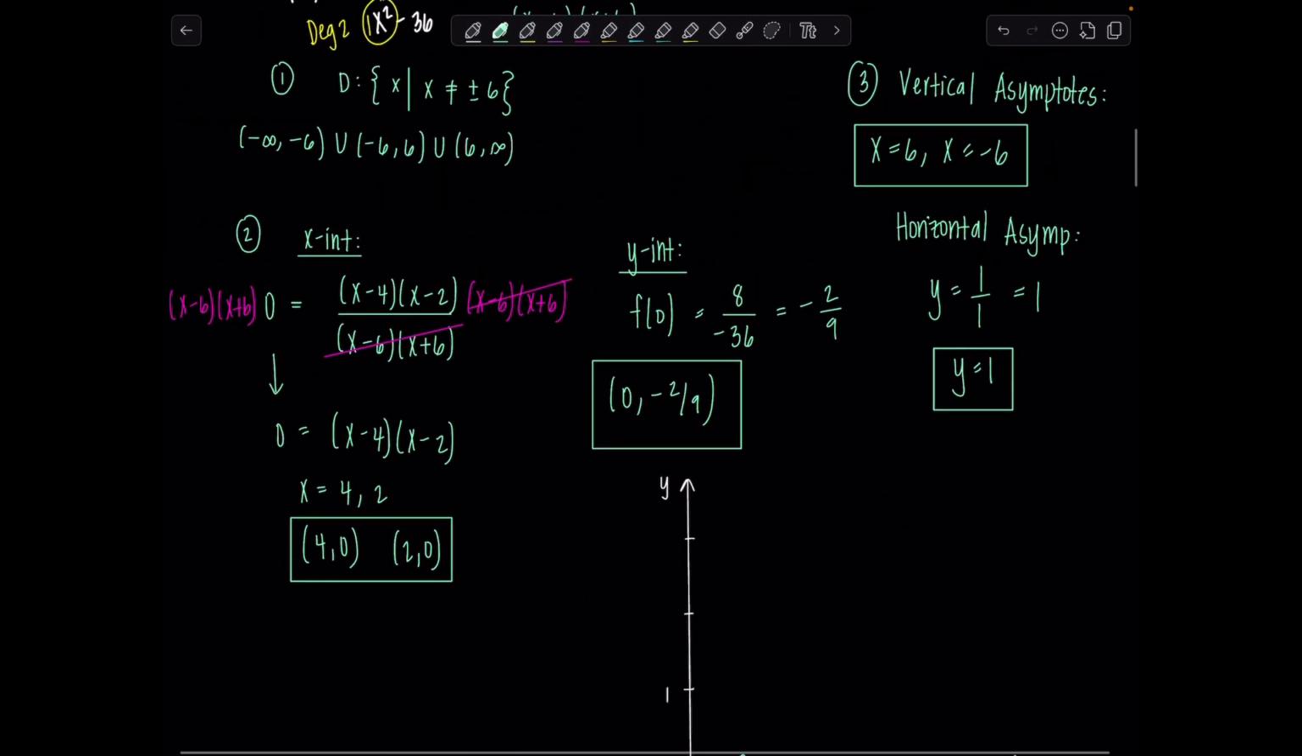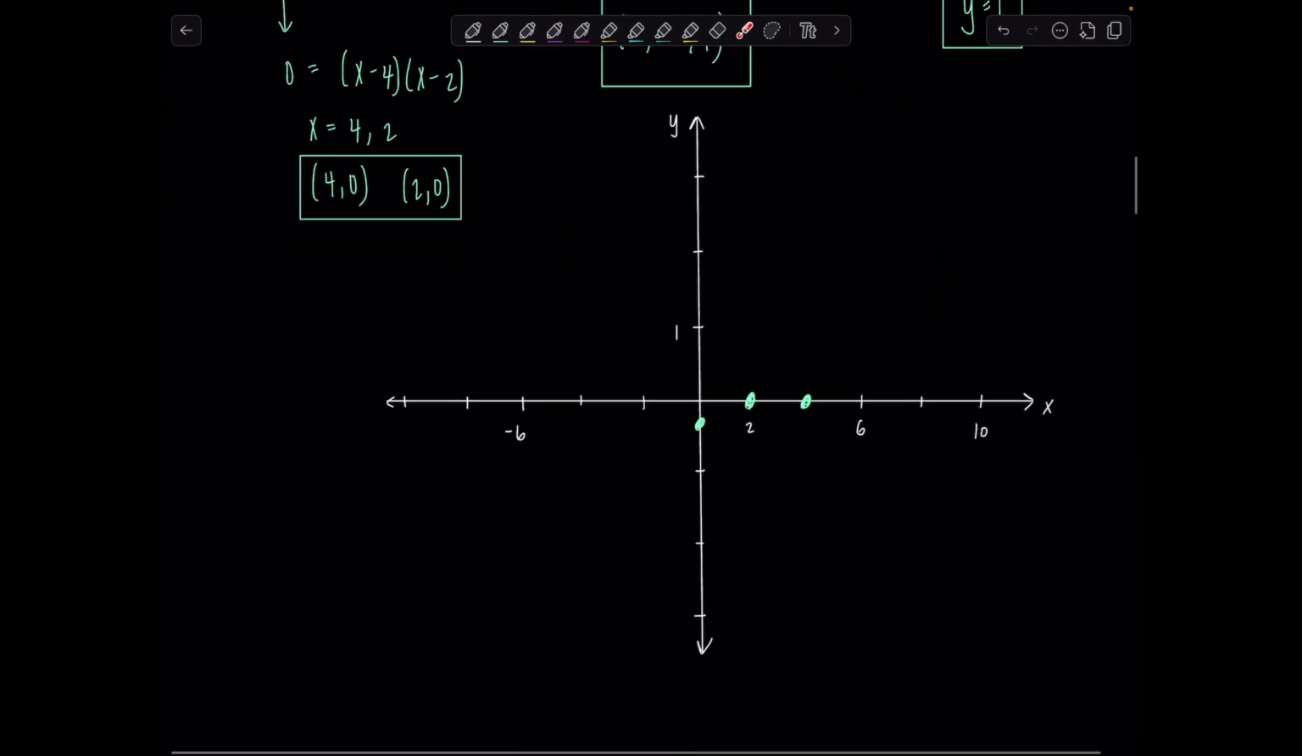So we've got x equals 6, x equals negative 6. Those are vertical, and y equals 1. So draw a dashed line for each of those. So here's x equals 6. X equals negative 6. And then y equals 1.